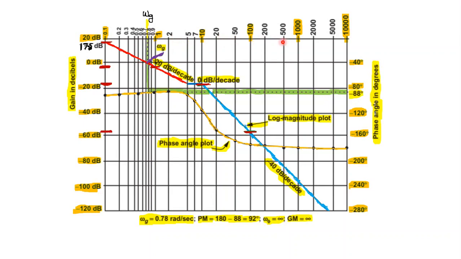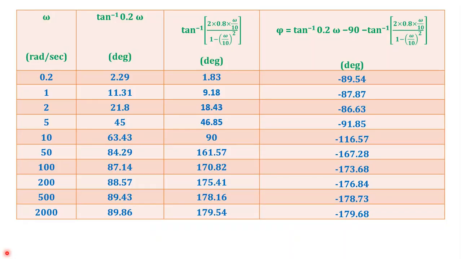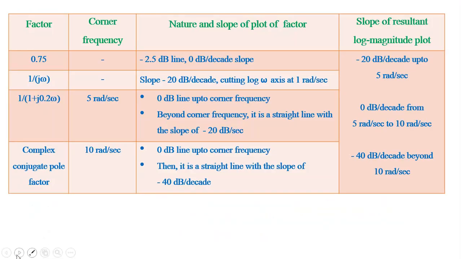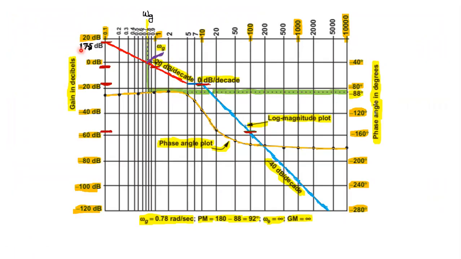Here also you can find out. So here after 1000 I have written 2000, 5000, 10,000. So you can see this distance, this distance, this distance, this distance and this distance, they are uniform. So that I have already told you, right? So at 0.1 I should start at 17.5 dB. That I have already told you, because at 0.1 the magnitude is 17.5 dB. So we have to start at 17.5 dB, and we know how to take the scale.